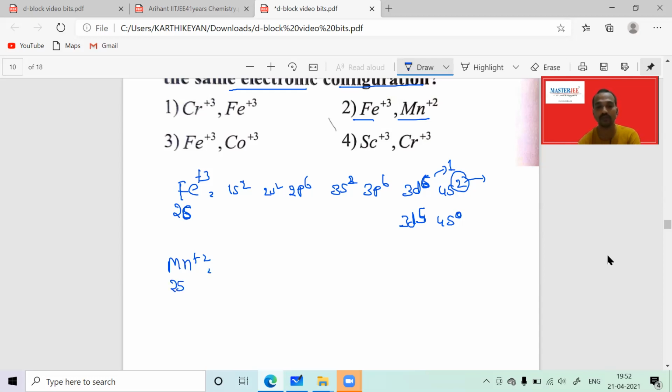Manganese is 25: again 1s2, 2s2, 2p6, and then 3s2, 3p6, and then 3d5, 4s2.